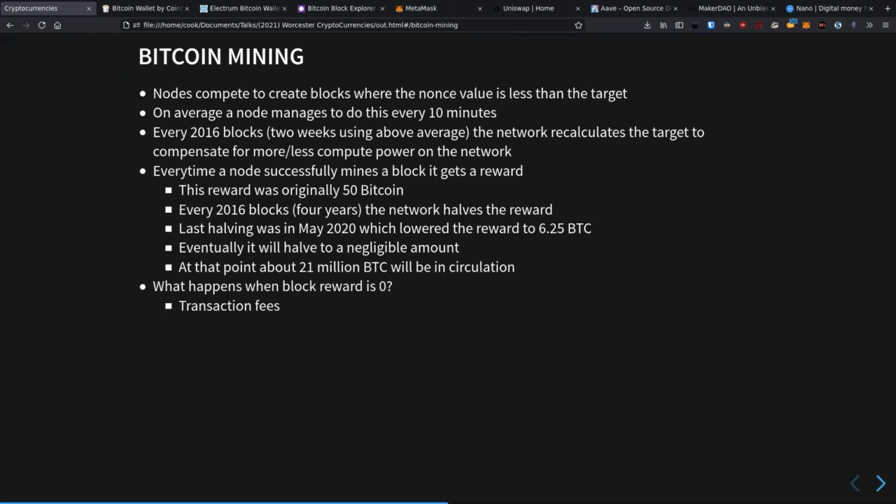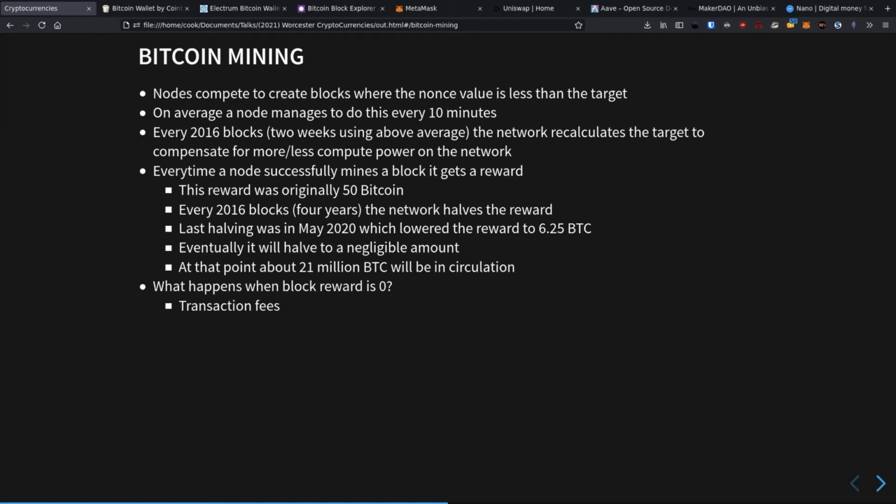And every 2016 blocks, which would be two weeks if the 10-minute average or target was kept, the network recalculates the task to compensate for more or less computing power being on the network, because obviously as time goes on, computers get more powerful, more people start mining, maybe electricity costs go down, something like that.